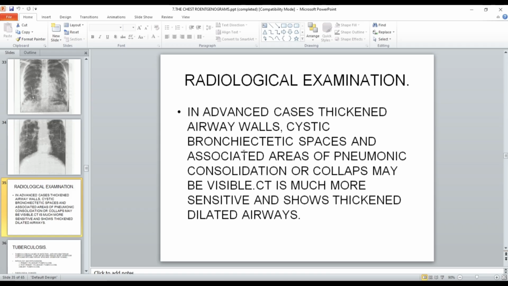On radiological examination in advanced cases, thickened airway walls, cystic bronchiectatic spaces, and associated areas of pneumonic consolidation or collapse may be visible. Computerized tomography is much more sensitive and shows thickened, dilated airways.